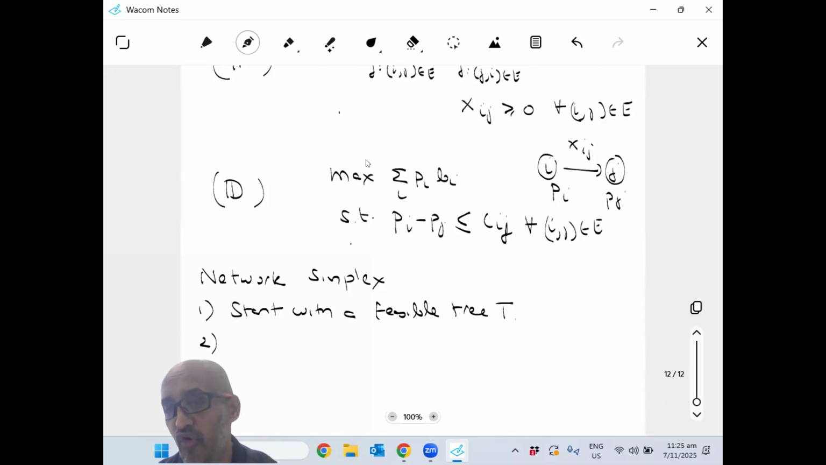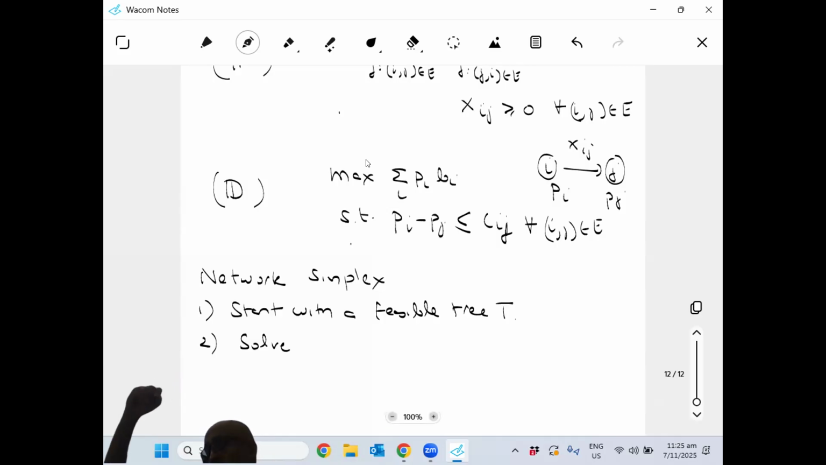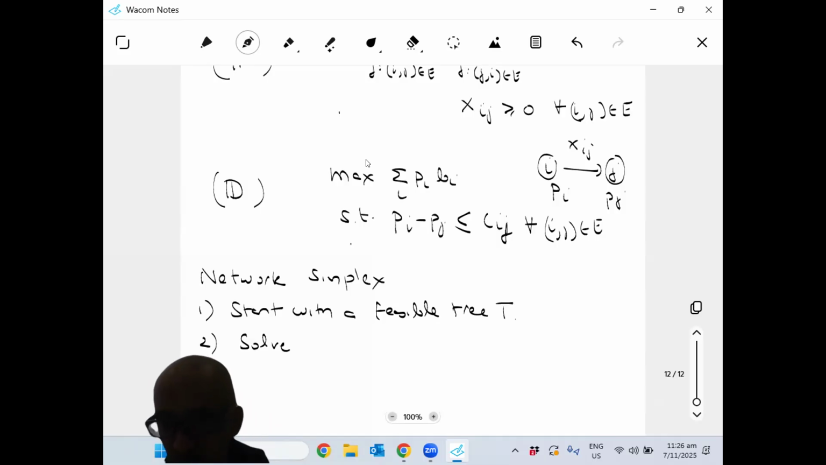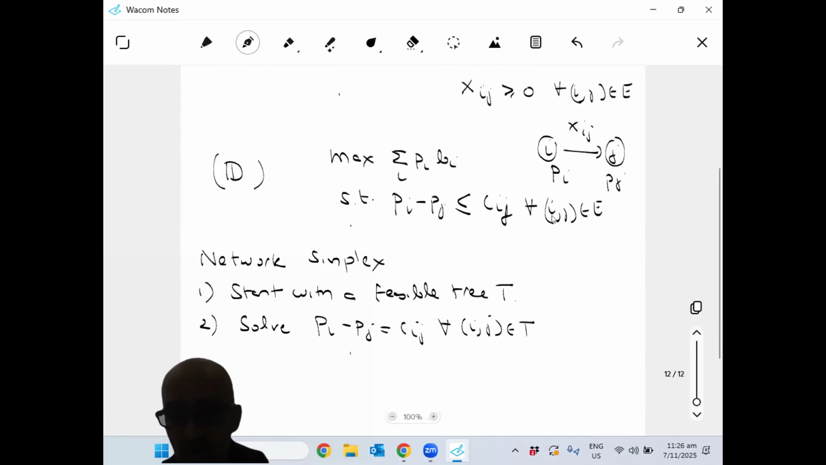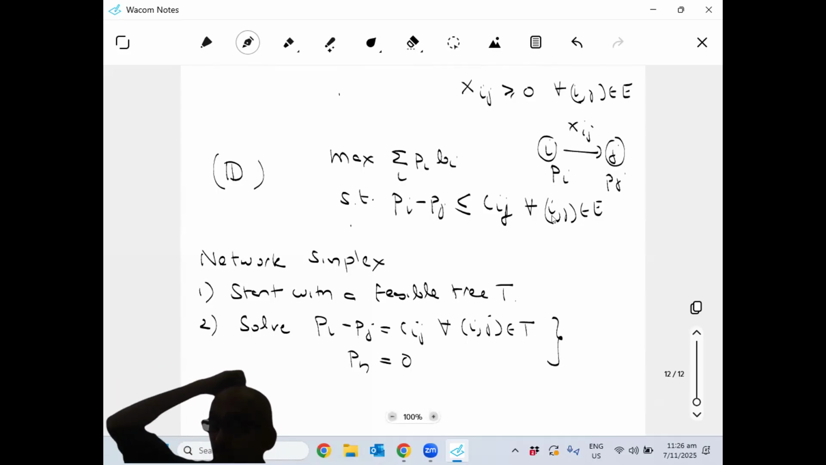Okay. So actually for network simplex, you can simply solve. Remember, every edge on a tree is part of the flow. I'm hoping it to be positive on that link, right? So I should expect this to be tight. So solve Pi minus Pj equal to Cij for every edge in the tree. And because we are going to drop one flow conservation constraint, you can set one of the dual variables to be 0. So you basically solve just the set of linear equations.